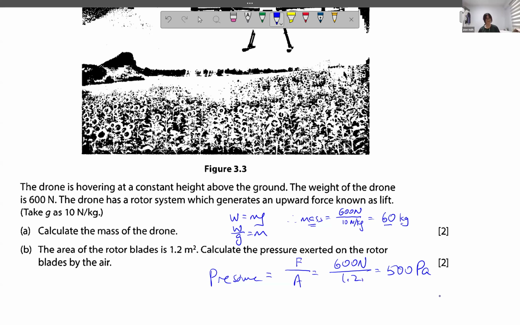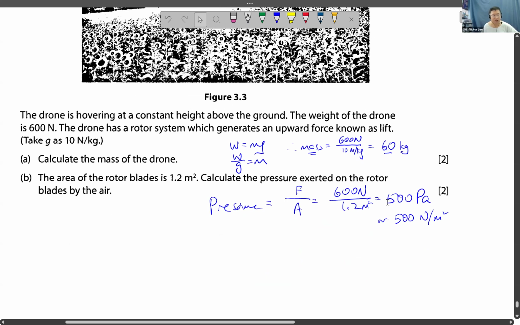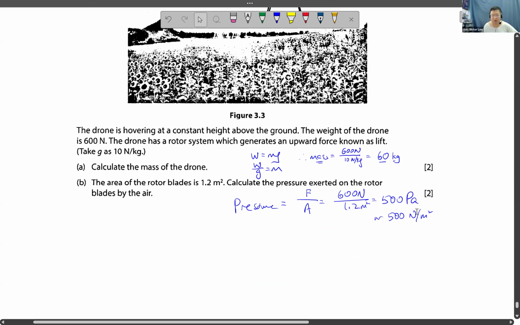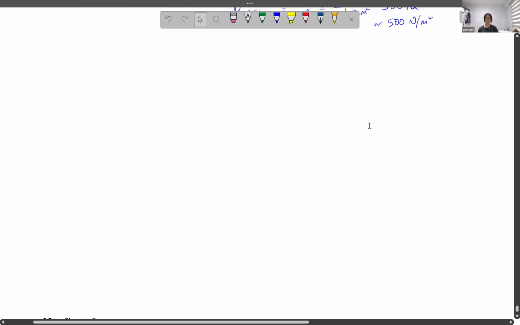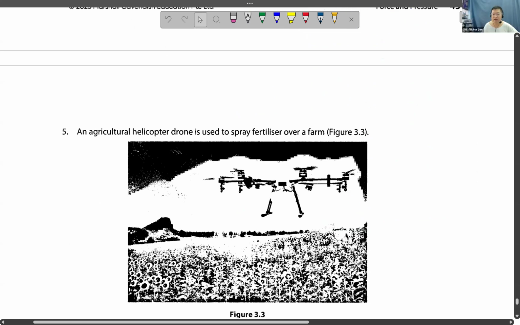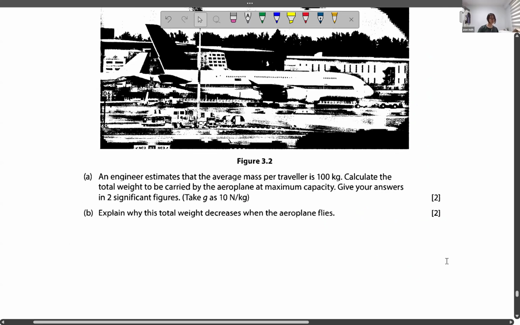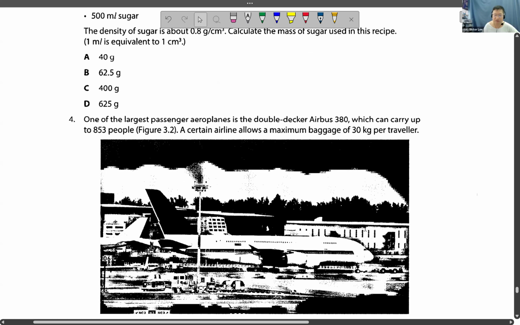Or another unit is what? Another unit could be Newton over meter square. Yes, correct. So usually, if they give Newton and meter squared for calculation, I can just leave Newton per meter square. But I also can put it as Pascal if I want to. It's okay? Oh, good. We have finished this chapter already. Any question to ask on this? No. Okay, this one is just mass and weight calculation, so I won't go through. You can just do it yourself.